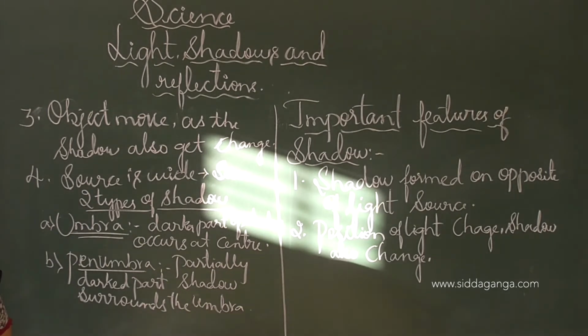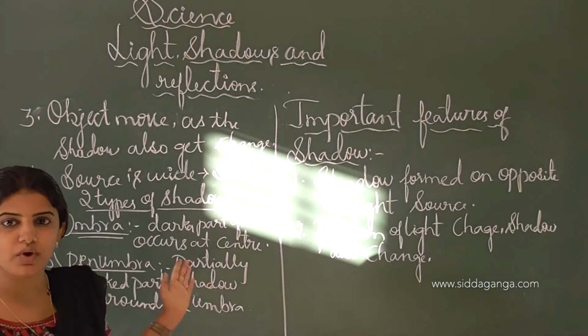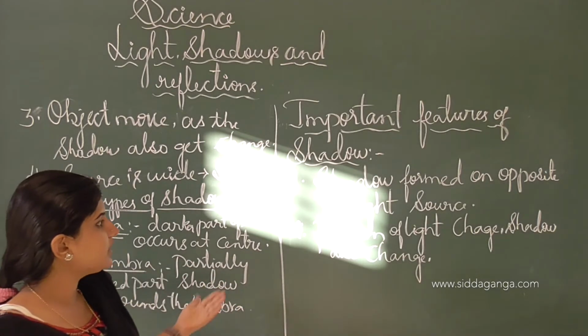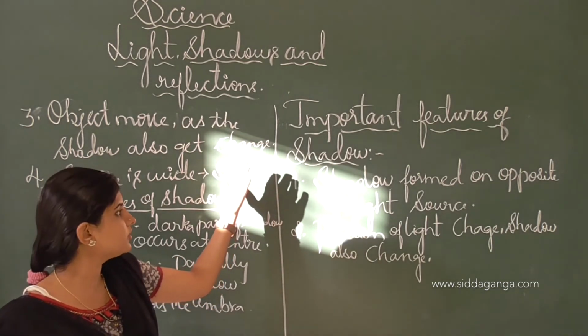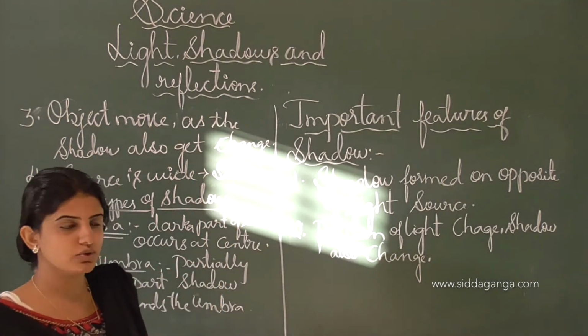See here, one by one I will tell you the important features of the shadow. The first important feature of the shadow is that the shadow is formed on the opposite side of the light source. For example, if the light falls on a particular object, then the shadow is formed in the opposite direction. If I hold my hand like that, the sunlight falls on my hand, and the shadow is formed on the opposite side of the source of the light.